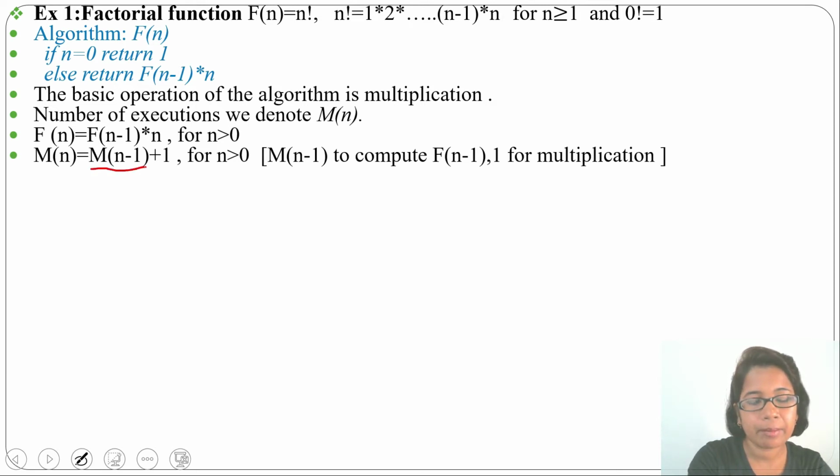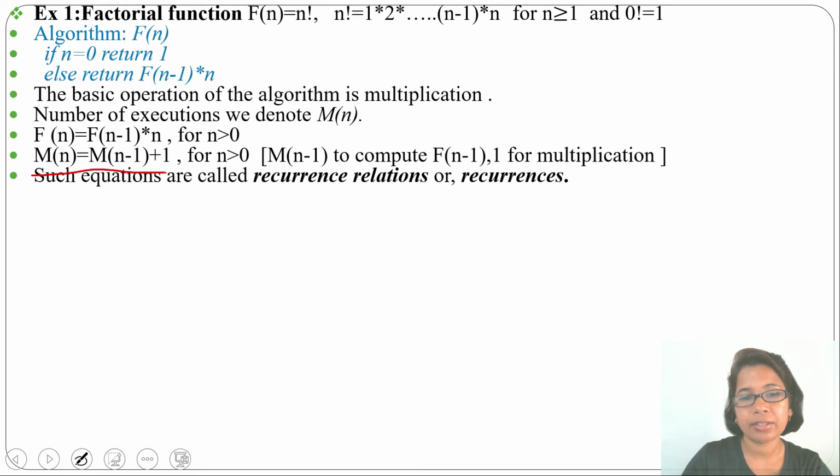This m of n minus 1 is for the number of multiplications in f of n minus 1, and this plus 1 is for this multiplication. So here, m of n is the number of multiplications in the f of n function, m of n minus 1 is the number of multiplications in the f of n minus 1 function, and plus 1 is for this multiplication. This equation is called a recurrence relation, or you can say recurrences. So this is our recurrence relation, m of n equals m of n minus 1 plus 1.